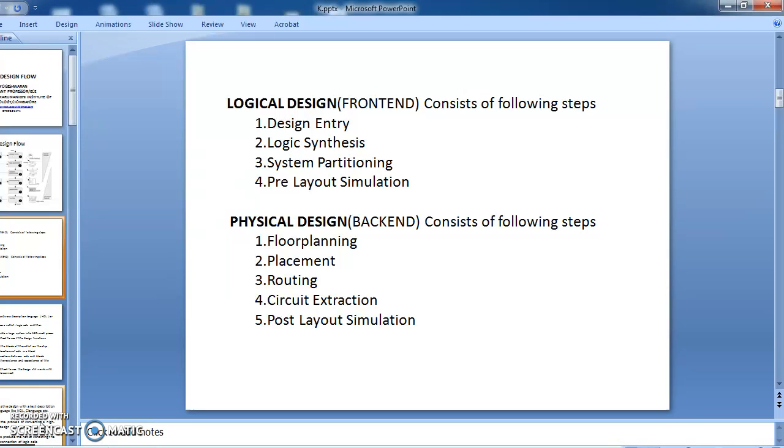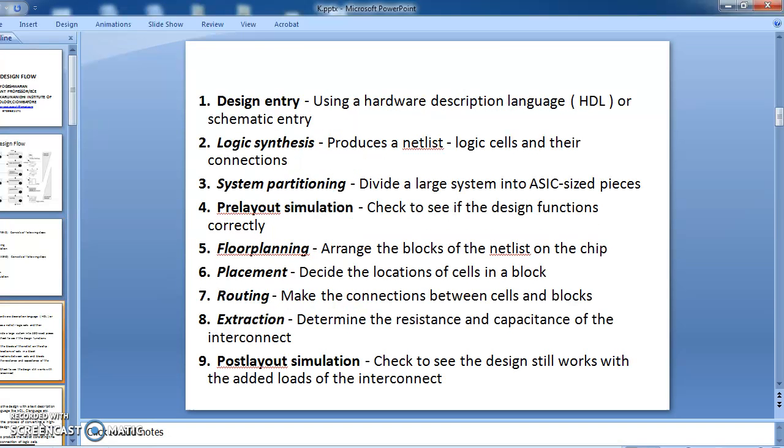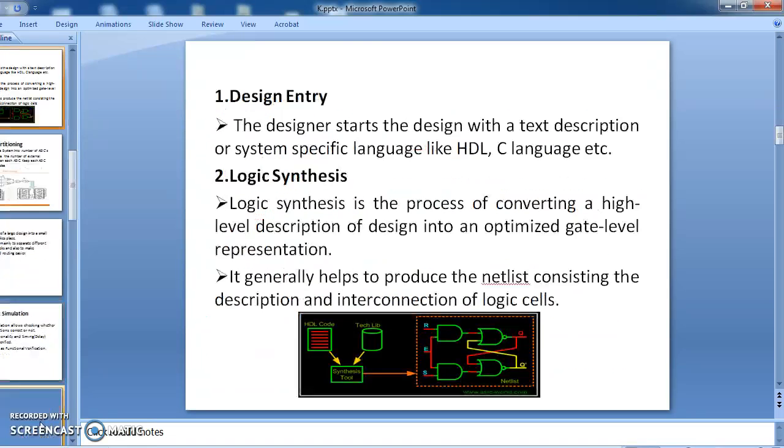Physical design consists of the following steps. First is floor planning, then placement, routing, circuit extraction, post-layout simulation. The main difference between front end and back end is that front end means the designing and verification part. Back end means the development and fabrication part. In this slide, some basic definitions of physical and logical design are available. Next one, design entry.